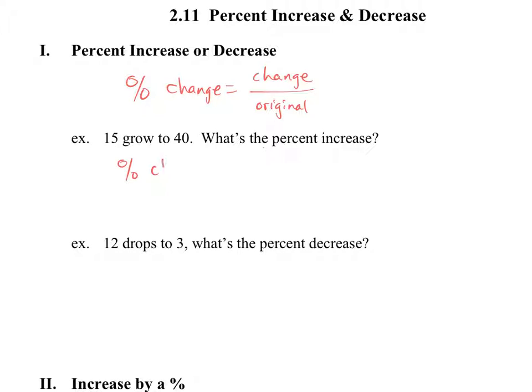So I'm going to say percent change equals the change divided by the original. For the actual change, they started at 15 and grew to 40, so it's 40 minus 15 that gives me the change. In other words, 25 is how much my son's height has changed. Then I divide that by the original, 15 inches at birth, because 40 inches would just be wrong.